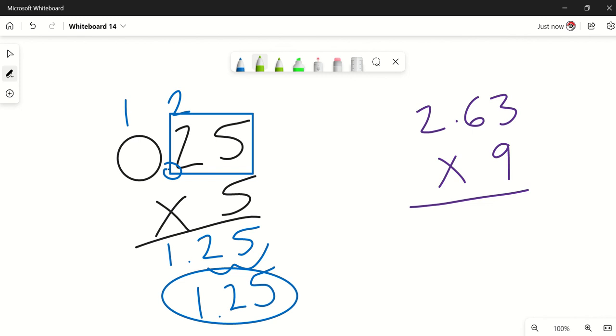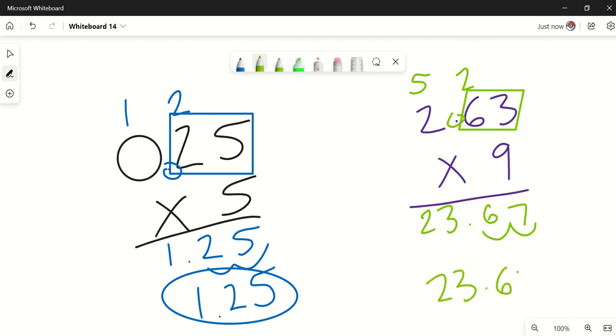9 times 3 I know is 27. Carry the 2. 9 times 6, again, we had this earlier. 6 times 10 would be 60, minus 6 would be 54. But I'm adding 2 to it, so that would become 56. Carry the 5. And 9 times 2 I know is 18, plus the 5 would make it 23. Decimal, 2 numbers afterward. 23.67. And we're going to use our handy dandy calculator to double check and make sure that everything is correct.